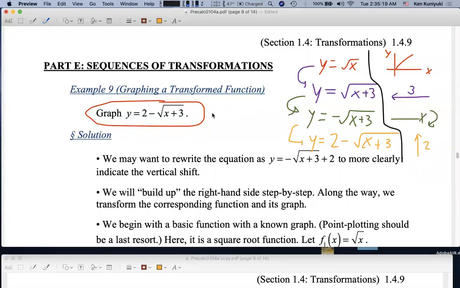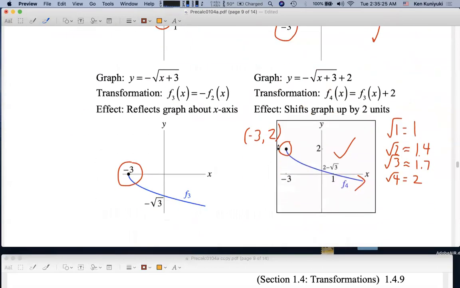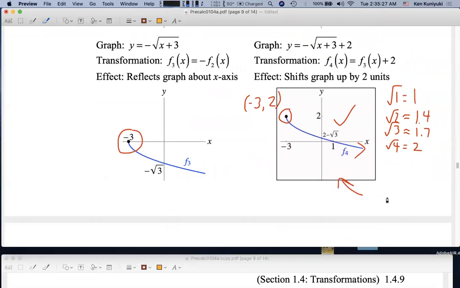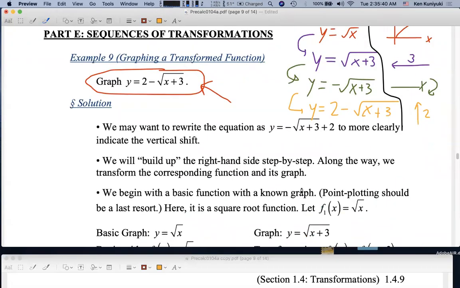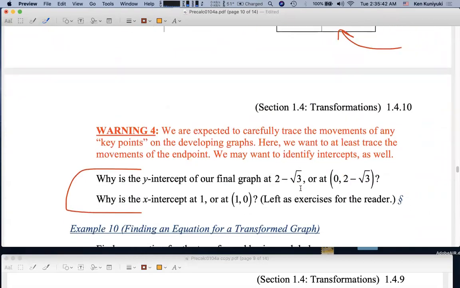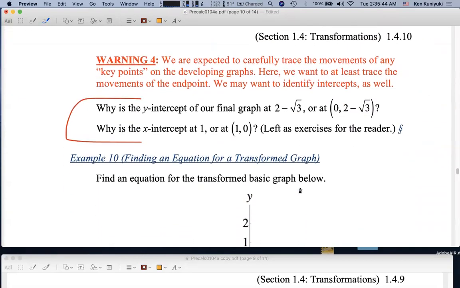Hi, everyone. Just now, we were given an equation and we found the graph for that equation. We're now going to do the inverse problem. What do you think I mean by the inverse problem? I give you a graph and you give me an equation. Finding an equation for a transformed graph.